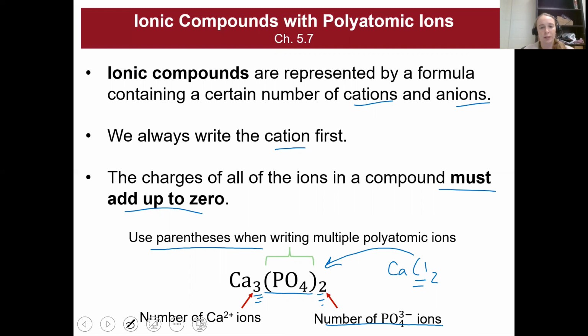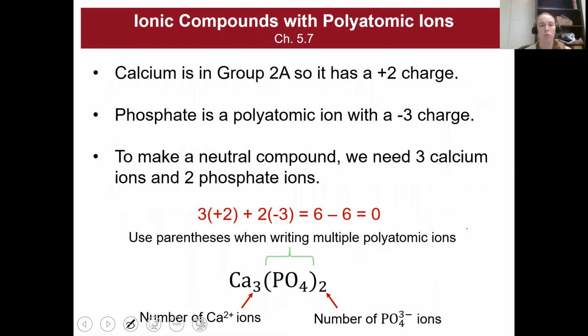So we need the parentheses around it, because if you don't have the parentheses, it's going to look more like calcium with a subscript of 3, and then PO42. And that's not what we want. We don't want 42 oxygen atoms. We want 2 phosphate ions. Okay, and that's what the parentheses are for. They're very important.